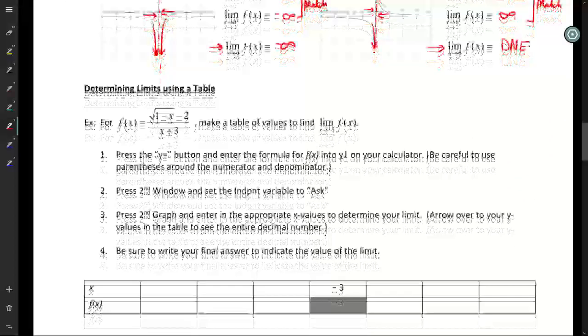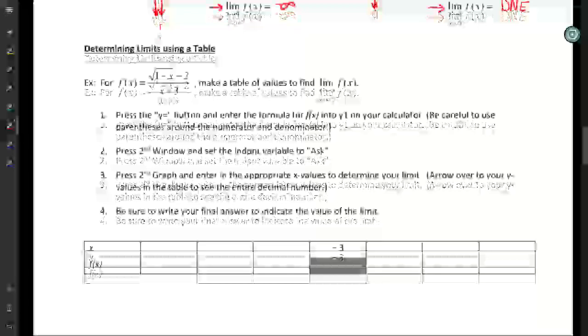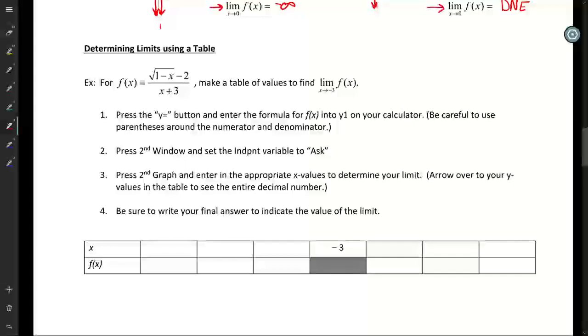All right, the next topic I'd like to look at is determining limits, not graphically, but using a table. And it's almost the same thing, but you're using a calculator to look at the values as opposed to looking at a graph. All right, the first thing I'm going to do is tell you that for this particular course, I'm going to use a TI-84 calculator, and that's the steps that I have here.